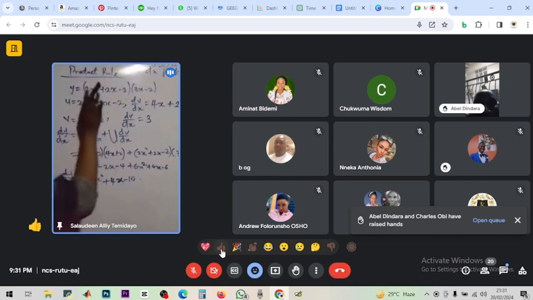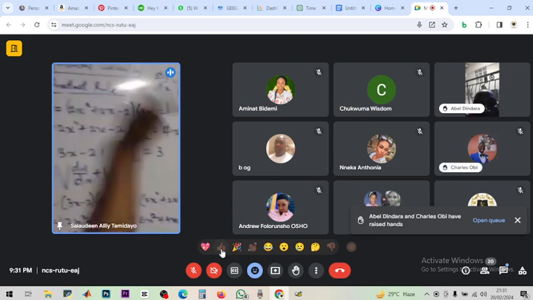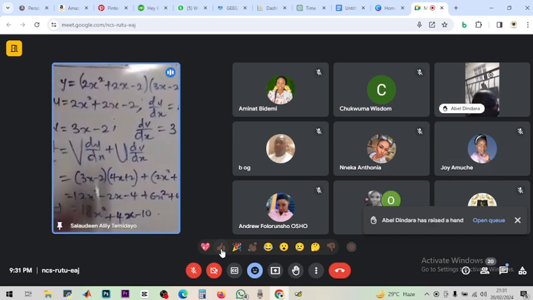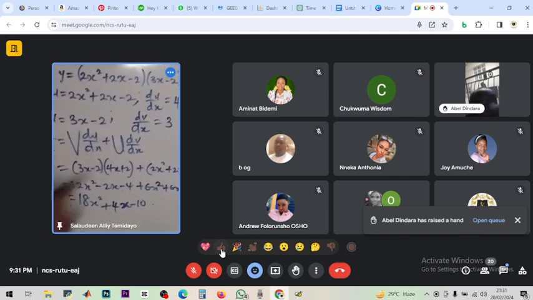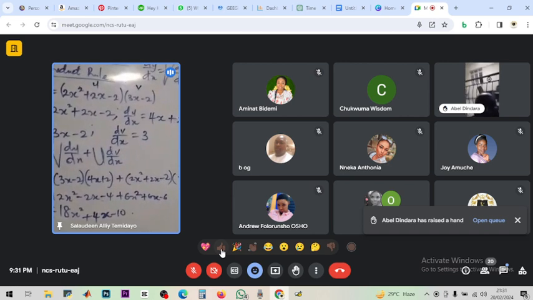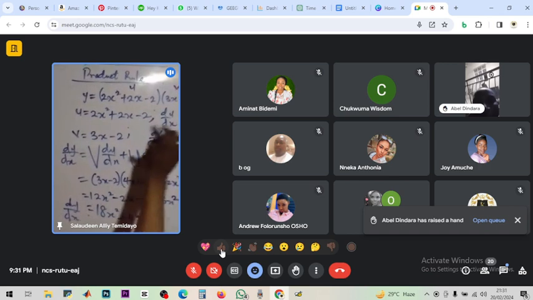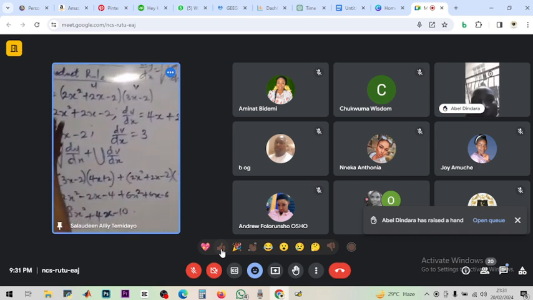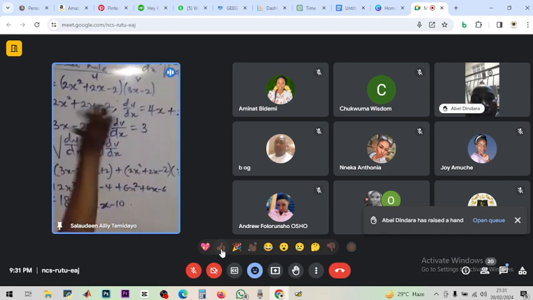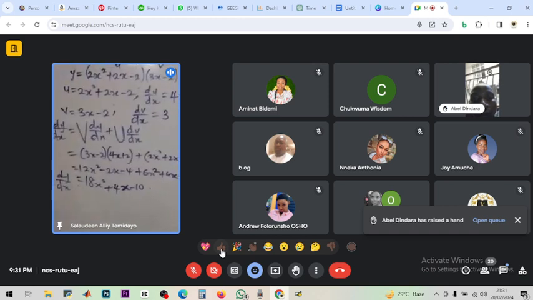Okay, we are given the question to be 2x squared plus 2x minus 2 times 3x minus 2. You know that the thing in the first bracket will be your u, and the thing in the second bracket will be your v. So u equals 2x squared plus 2x minus 2, and v equals 3x minus 2. So find du/dx. That is 4x plus 2. Find dv/dx. That is 3.